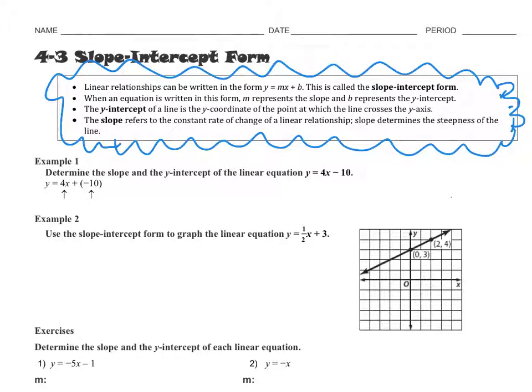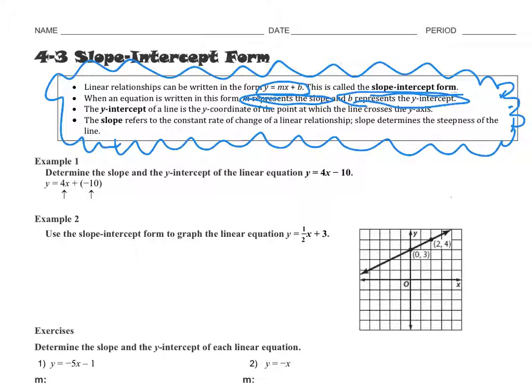It says linear relationships can be written in the form y equals mx plus b. This is called slope-intercept form. We have talked about this form already, so some of this is going to be a little bit of review. When an equation is written in this form, m represents the slope, b represents the y-intercept. We've talked about that before too, right?